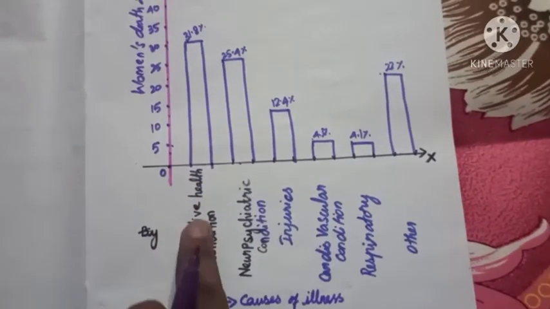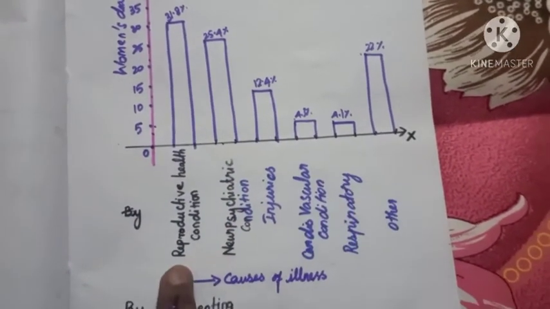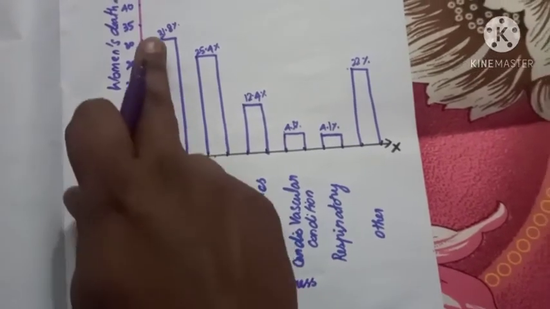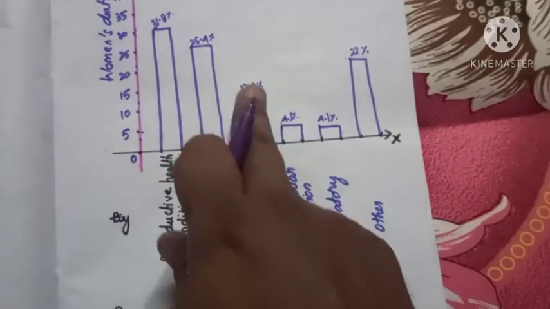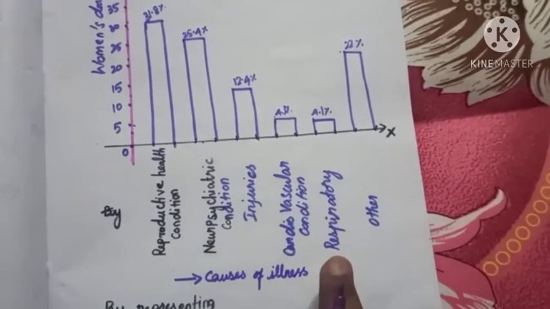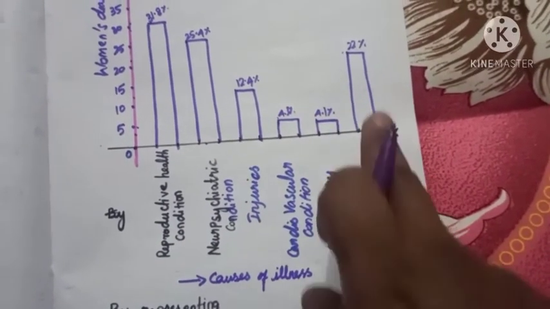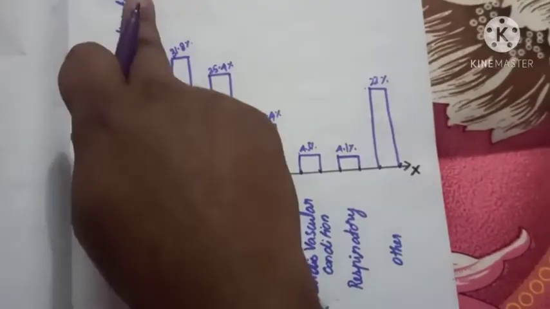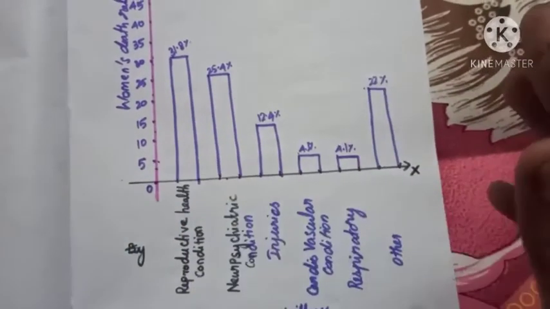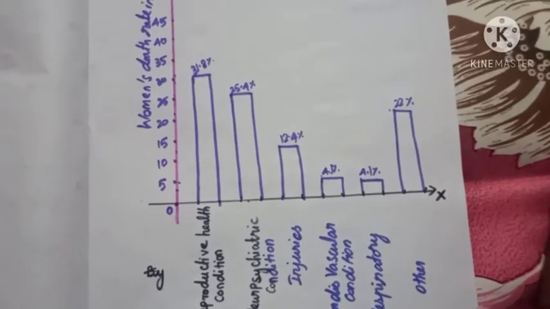Now you can see that for every cause of illness I have to put a bar: reproductive health condition up to 31.8 percentage, neuropsychiatric condition, injuries, cardiovascular condition, respiratory problem and other. These are the causes of illness and these are the death rate percentages. So here we can complete the first question.